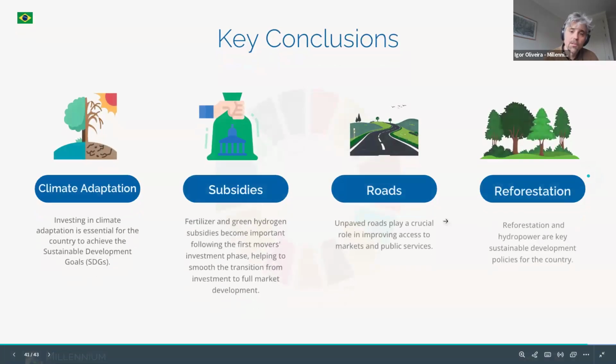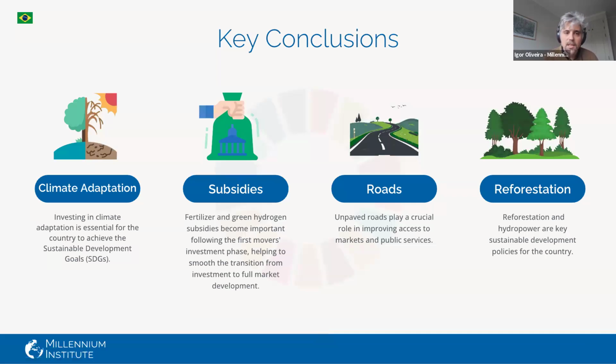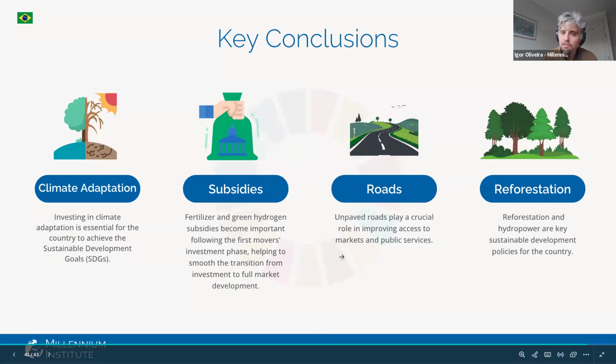Yes, I think there are some key policy areas that we see across all of this policy optimization exercise that deliver a lot of synergy when combined with green hydrogen. So climate adaptation, roads, as I said, and reforestation are some of the unusual combinations that yield interesting results in terms of increasing SDG performance. I guess that's pretty much what I had prepared.